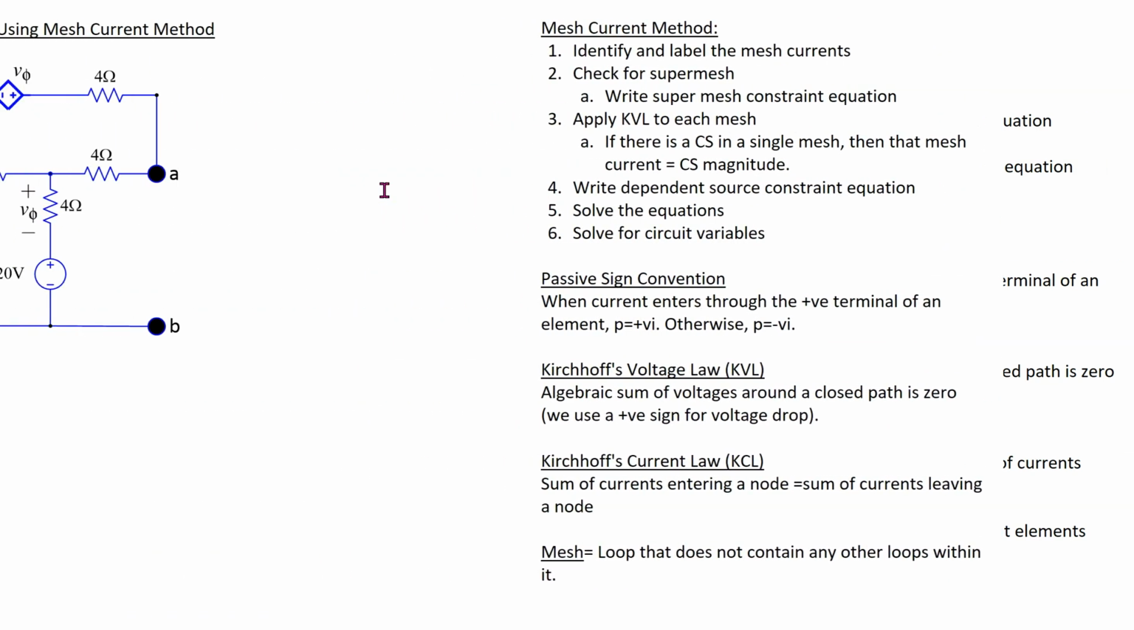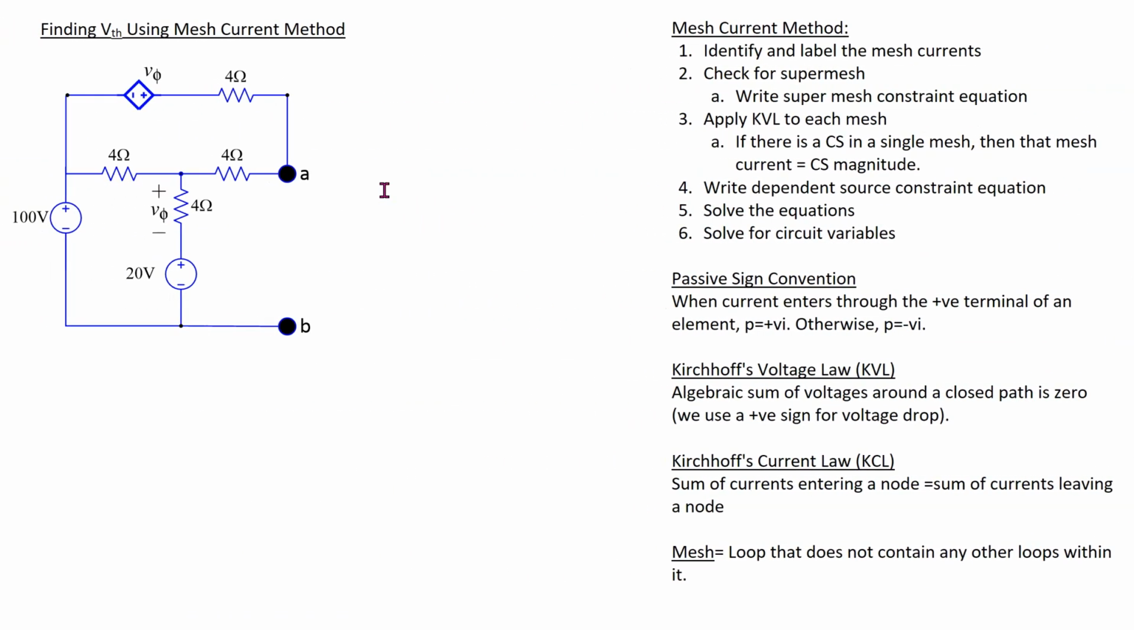We can also find the Thevenin voltage using the mesh current method. In this given circuit, the Thevenin voltage is the open circuit voltage here. To apply the mesh current method, we note that there are 2 meshes in this circuit. So suppose we assume mesh 1 with current I1 and mesh 2 with current I2. Now we can apply Kirchhoff voltage law to this circuit.